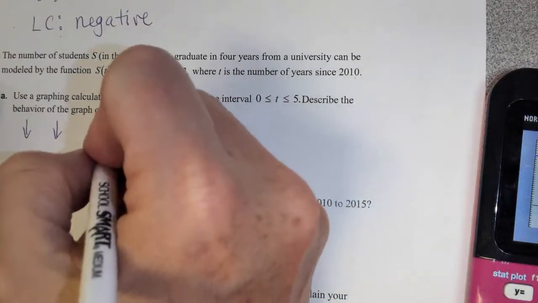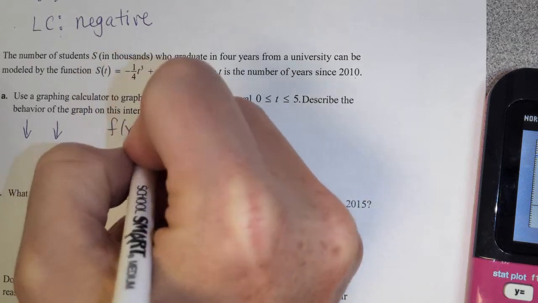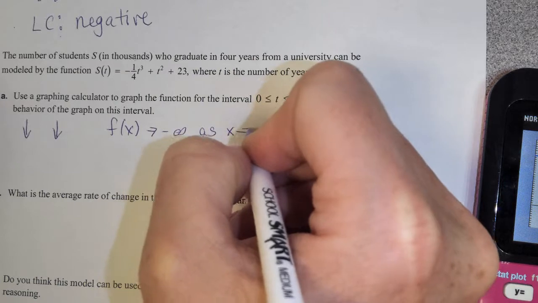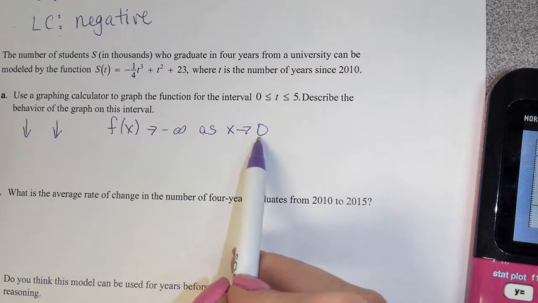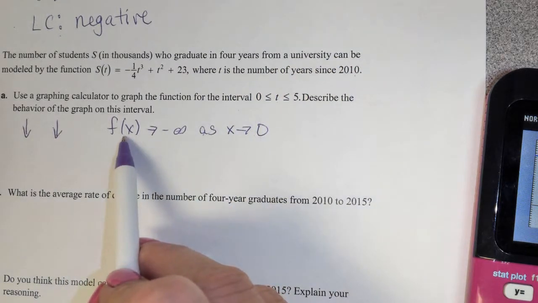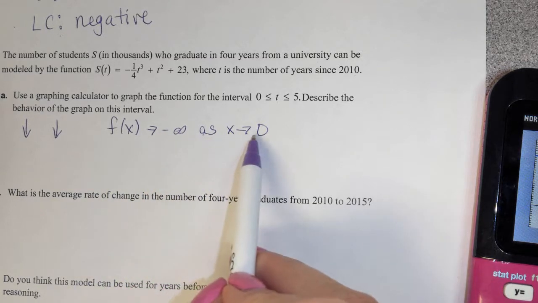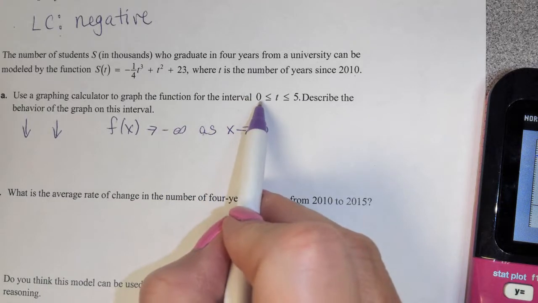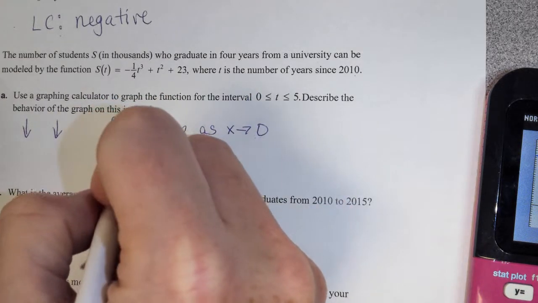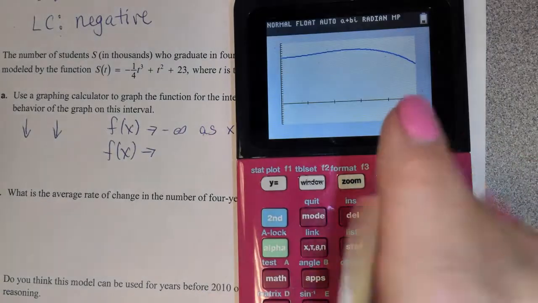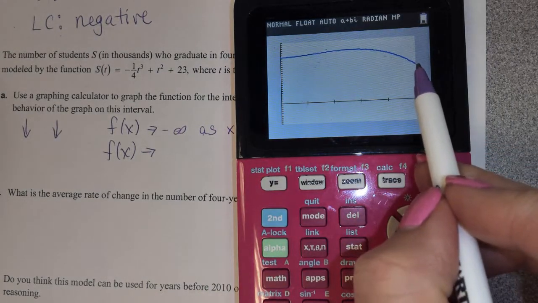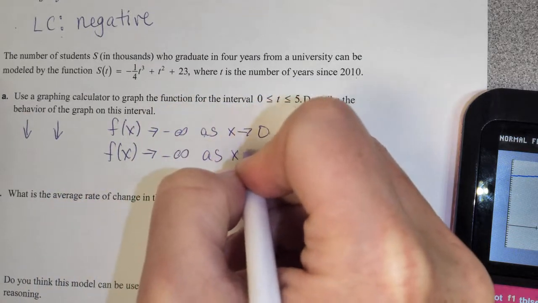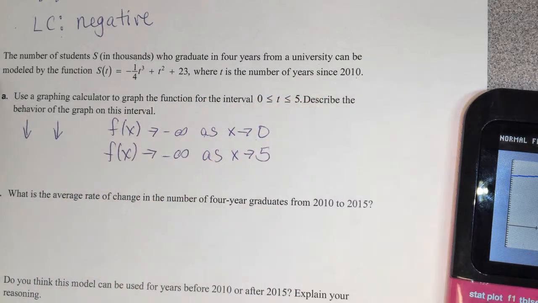We can describe it like this: f of x goes to negative infinity as x goes to, actually I would want to say 0 in this case. I'm saying the function is getting smaller as x goes to 0. I really don't want to say negative infinity because it's only true until 0. Then what could I say? f of x is also going where? Is it going up or down here at 5? Down. So it's going to negative infinity as x gets closer to 5 as well.